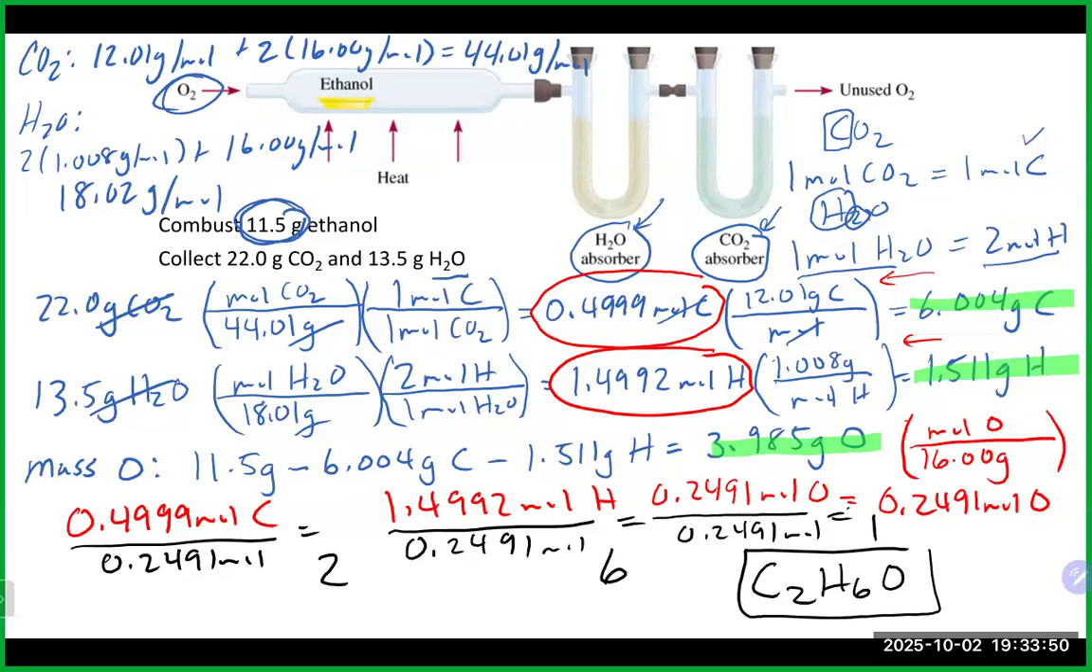So a little bit more complicated empirical formula problem, just a little bit more prep work to get to the grams. Then they just kind of give it to you in the problem. But basically the ending part is the same as a normal empirical formula. Any questions on empirical formulas here?